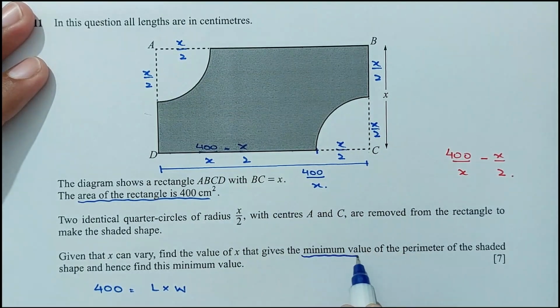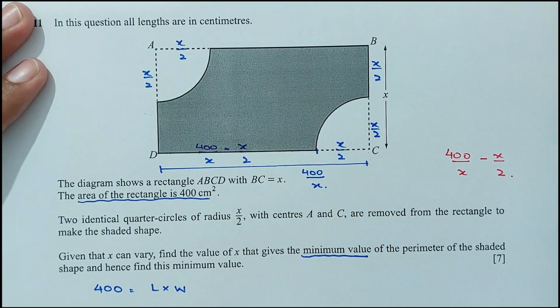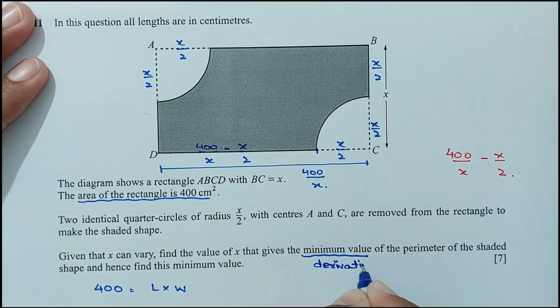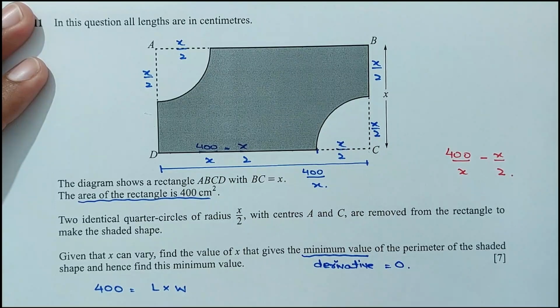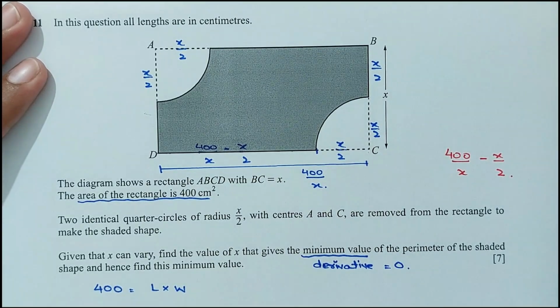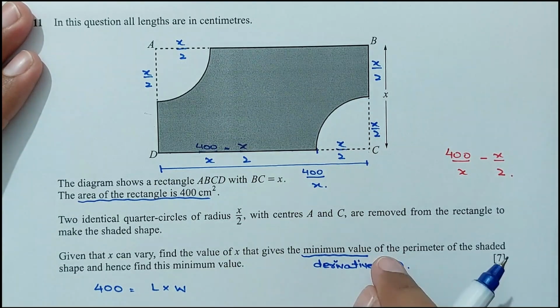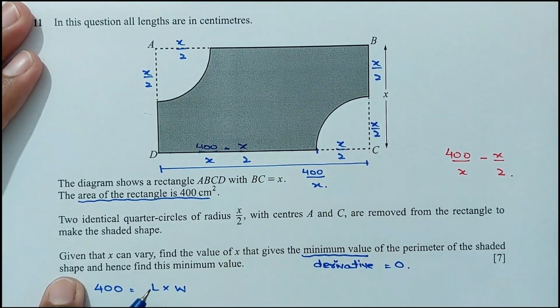Whenever we have a question to find the maximum or the minimum, we have to put the first derivative equals to 0 to find the maximum point, minimum point, turning point, stationary points. In all these questions, we have to put the first derivative equals to 0, right? Okay, of the parameter of the shaded shape, and hence find this minimum value.